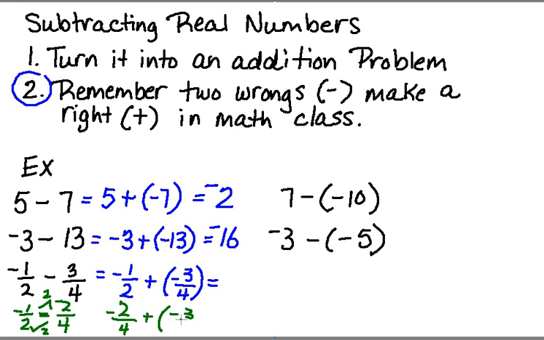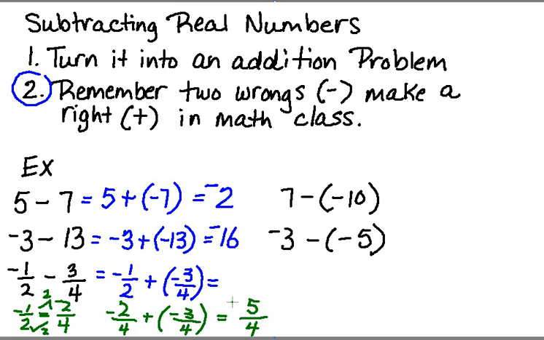Remember when you're adding or subtracting fractions, you keep the denominator, so I'm going to keep the 4 and do the operation in the numerator. I've got minus 2 plus a minus 3. They have the same sign, so I'm going to add them together and get 5 and keep the sign, which is negative.